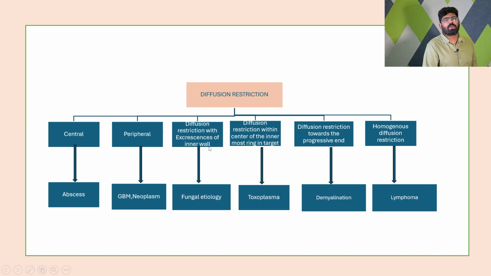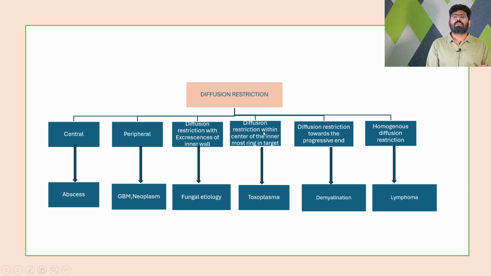And this is very important: diffusion restriction in excrescences of the inner wall. What do we mean by excrescences? They are like projections. In fungal abscess, there will be fungal hyphae projecting from the wall. These hyphae are avascular and don't show enhancement, but they will show diffusion restriction. This is how you differentiate pyogenic from fungal abscess.